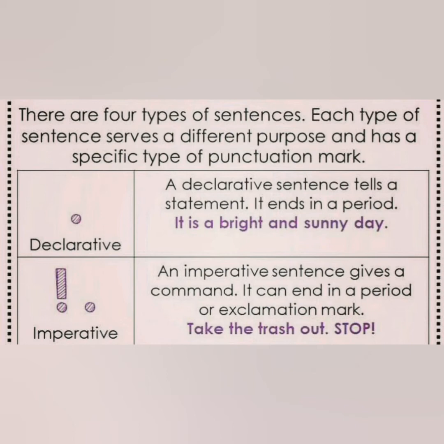A declarative sentence tells a statement. It ends in a period, that is a full stop. Example: it is a bright and sunny day.